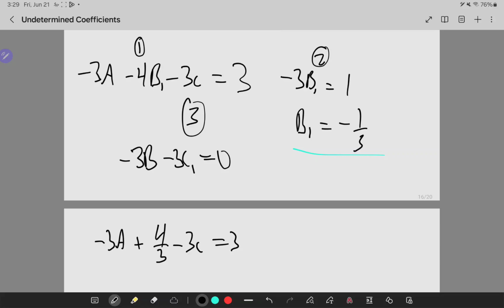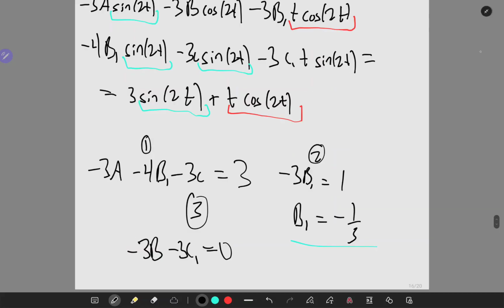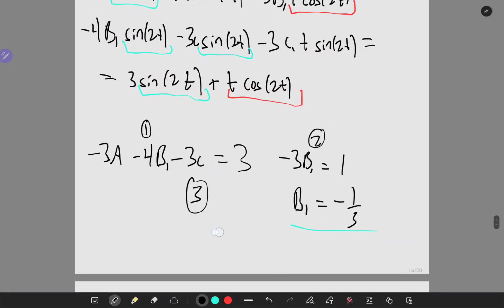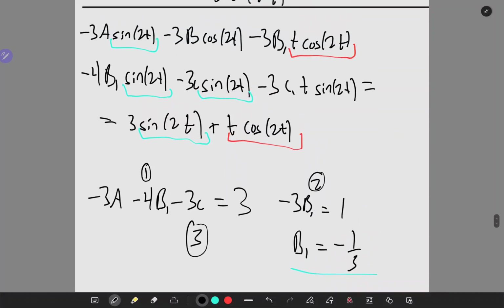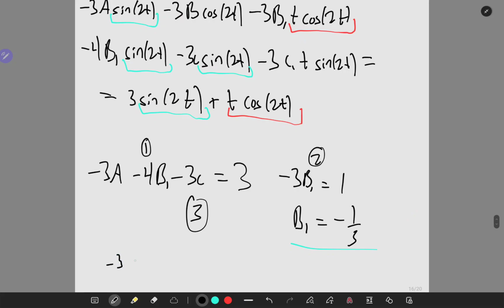This is not working out how I hoped it would. Okay, so I just realized this third equation is not correct. Because they both have, like, one's cosine of 2t, so it's going to be minus 3b is equal to 0, and we're also going to have minus 3c1 is equal to 0. So this is equation 3, this is equation 4.